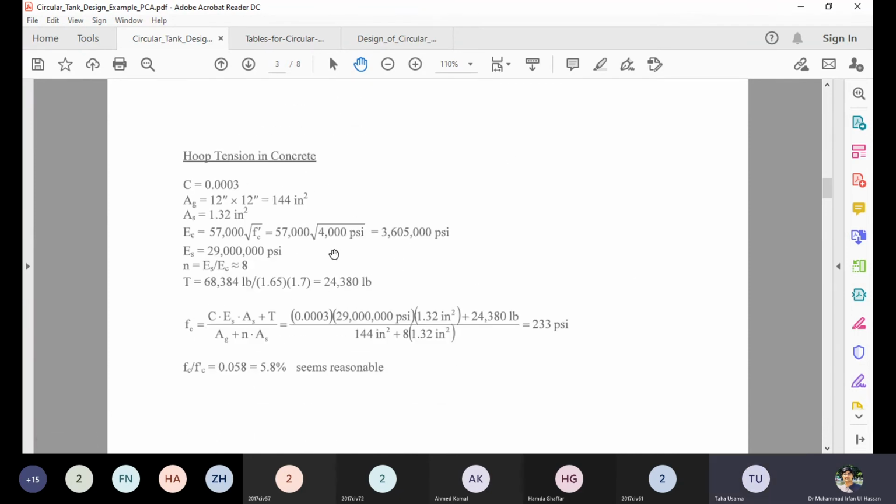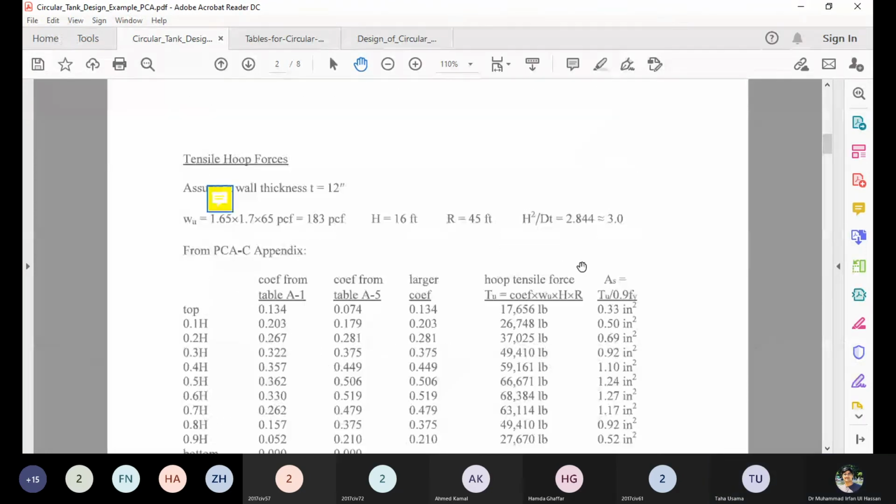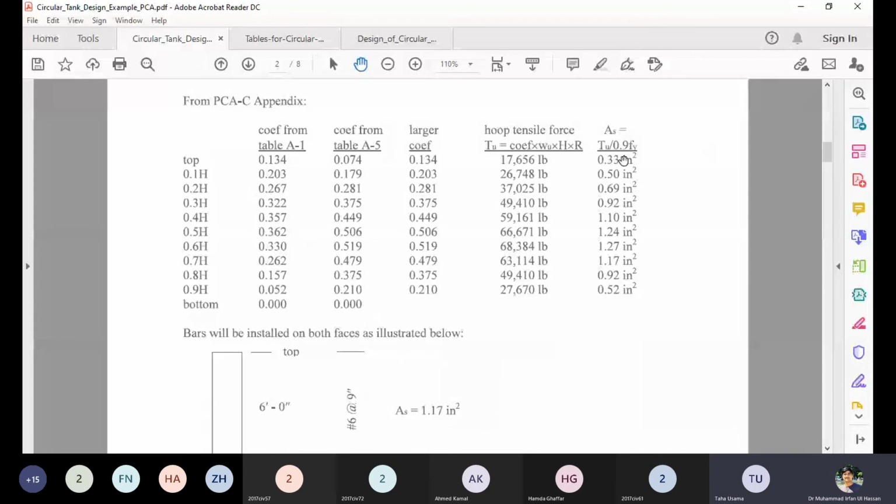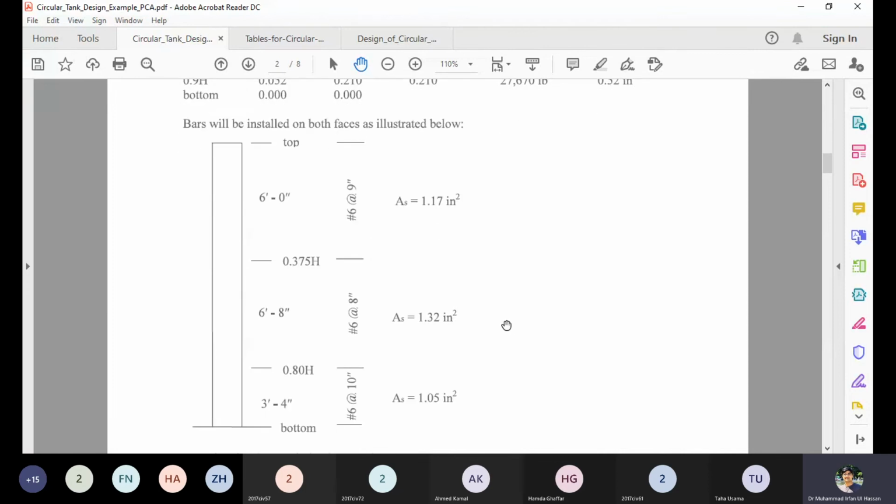The reinforcement is designed by Tu over Fy, the tensile force divided by the provided area. Sir, how did 1.17 come? Tu over 0.9 Fy is used, and then half is provided on one face and half is provided on the other face. The reinforcement is 50% provided on both sides of the tank.